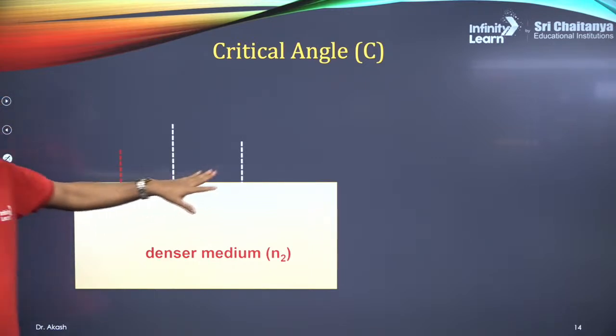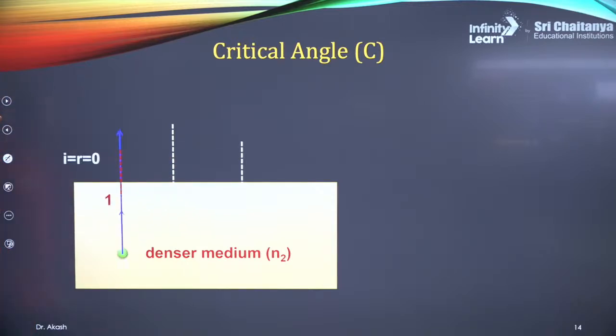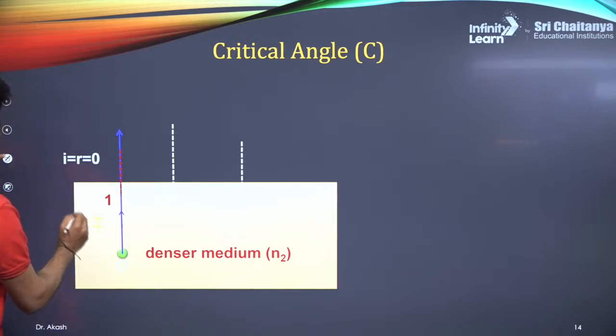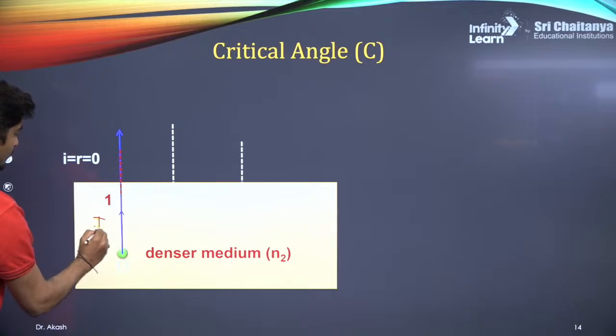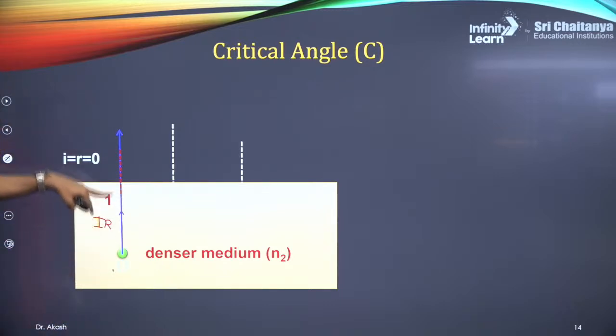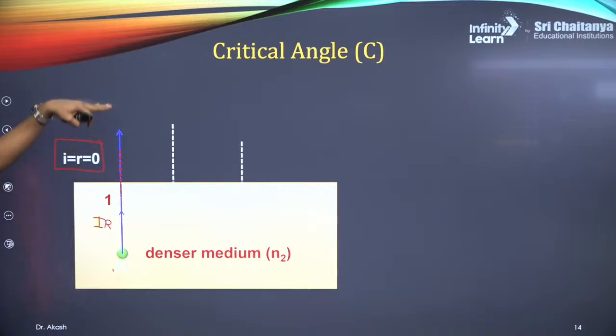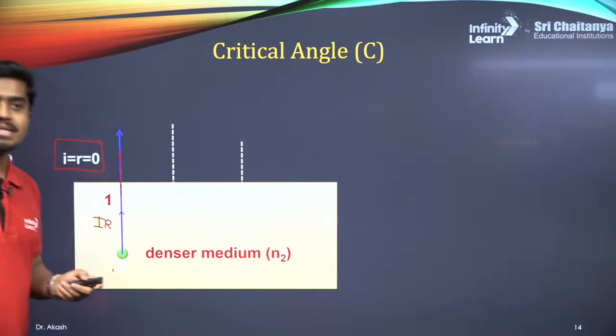Alright, so these three are normals. So let's find out what is happening here. So this is the incident ray. Can you see this is the incident ray? And angle of incidence is 0. Because of that, angle of refraction is also 0. So there is no bending. Angle of incidence and angle of refraction both are 0.